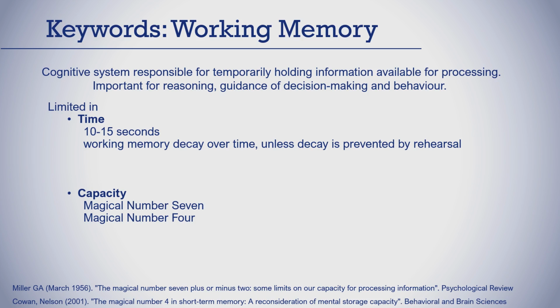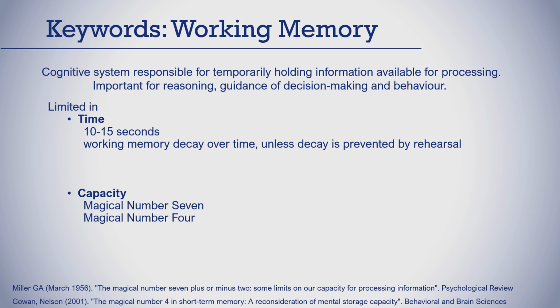For example, when someone tells you a telephone number and you don't have a pen or a paper where to write, you start repeating it in your head. And this allows working memory to last longer. The other limit is the capacity, so the number of pieces of information that we can actually remember.